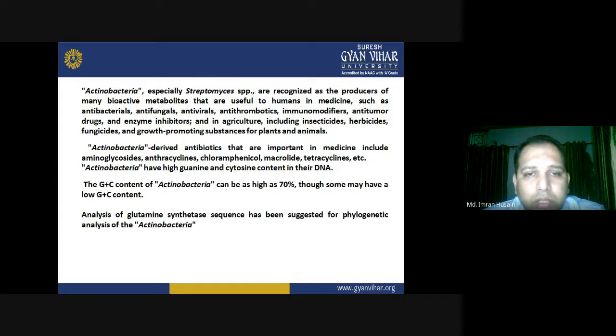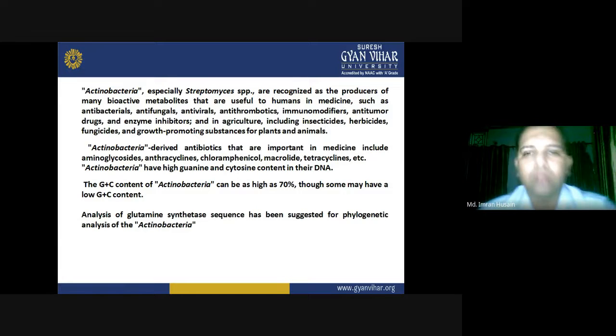Actinobacteria, especially Streptomyces species, are recognized as producers of many bioactive metabolites that are very useful for humans in medicine, such as antibacterials, antifungals, antivirals, antithrombotics, immunomodifiers, anti-tumor drugs, and enzyme inhibitors, and in agriculture, including insecticides, herbicides, fungicides, and growth promoting substances for plants and animals. So they do produce a lot of compounds.